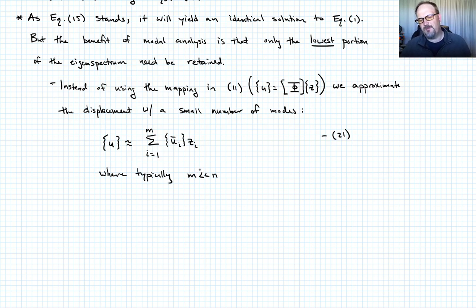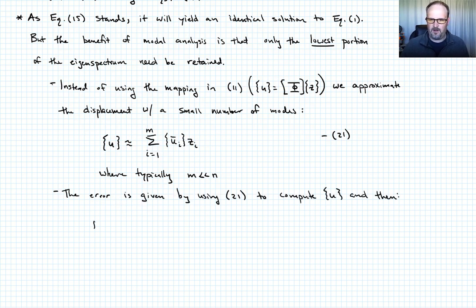So the question maybe comes into your mind, well, how do I know if it's good enough? How can I check the error? It's actually pretty straightforward. So the error can be measured using an equation. If you use equation 21 to compute your displacement, you can measure the error in the following way.